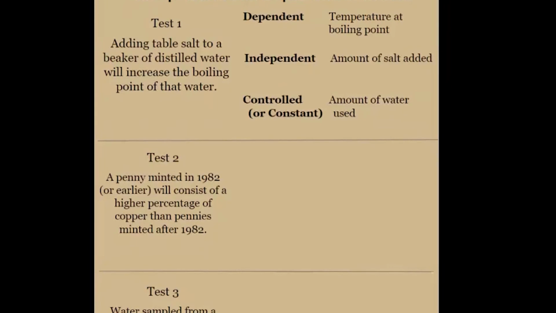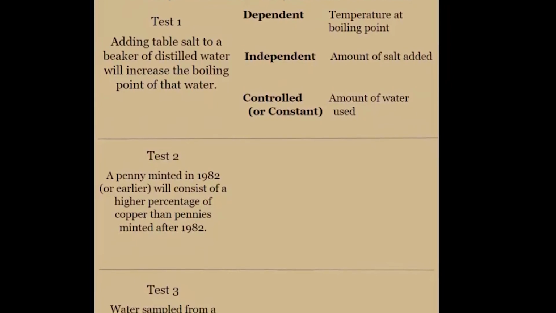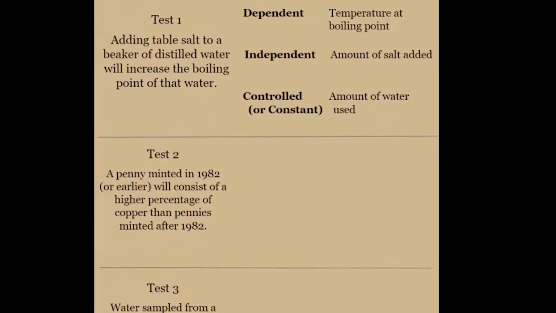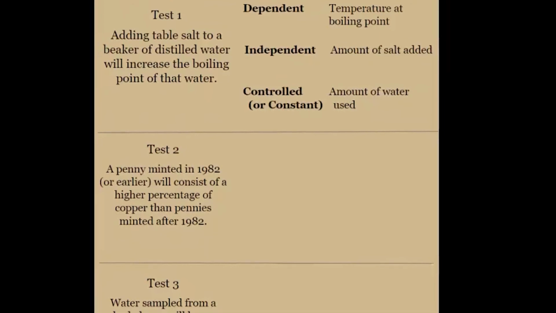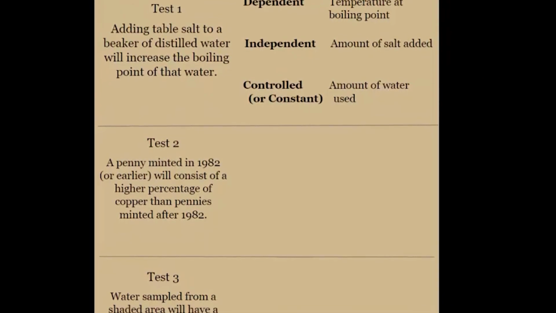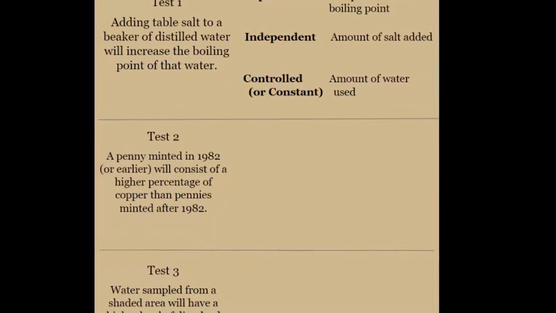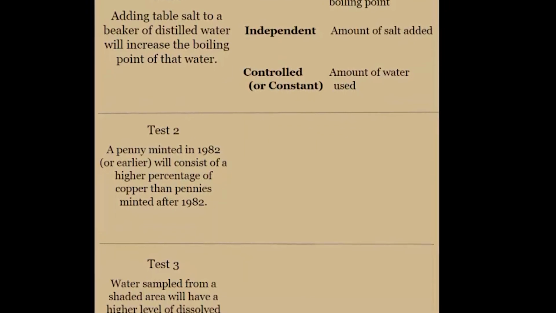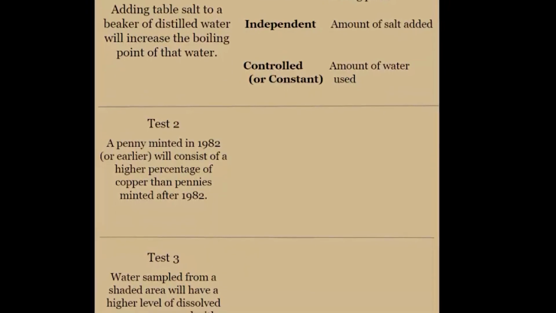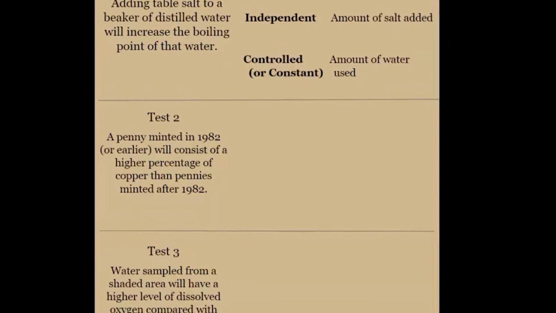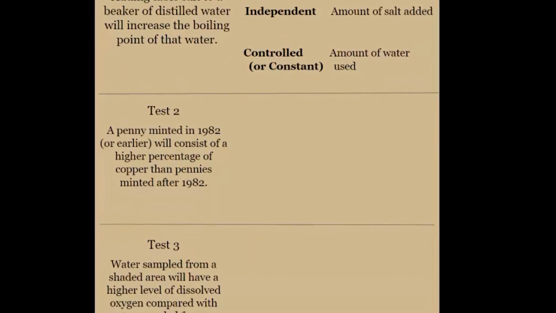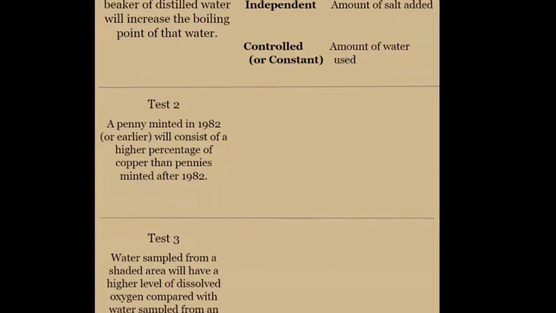If we look at test 2, I would always start the year with density in chemistry. That's something we would look at. A penny minted in 1982 or earlier will consist of a higher percentage of copper than pennies minted after 1982. There's a lot of different ways that you could go about testing that, and a lot of students are able to find a couple of pennies that you can test. I was always collecting pennies for this.